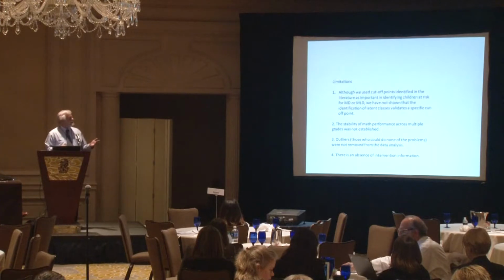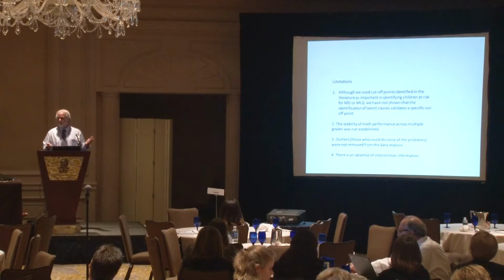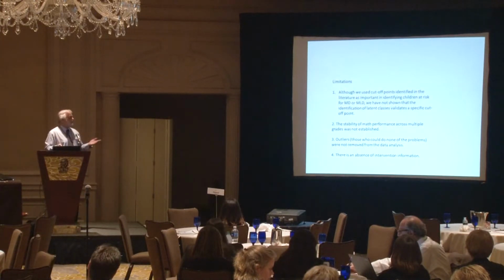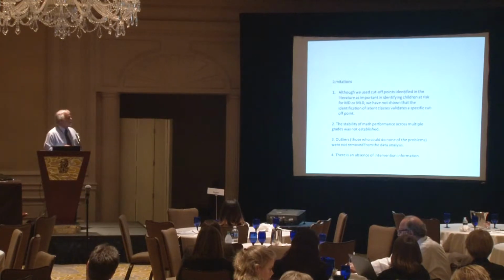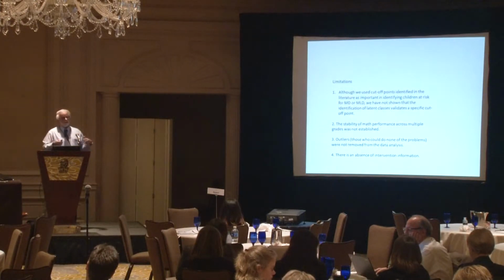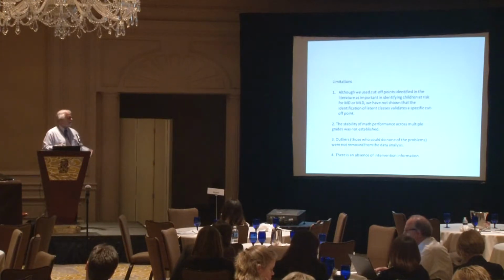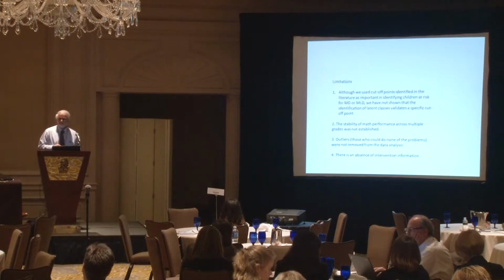The limitations of this data set are numerous, actually. We have not validated a particular cutoff point. We're just using cutoff points that are used in the literature to identify this population, and then from that we determine if discrete groups emerge above or below that cutoff point. We didn't look at the stability of math performance across multiple grades. We haven't completed a latent transition analysis at this point. We didn't remove the outliers. Some kids, when they got a word problem in front of them, had difficulties reading, so obviously they're not going to solve the problem. You can see the scores varied quite a bit there. And there was no intervention information tied to this presentation.